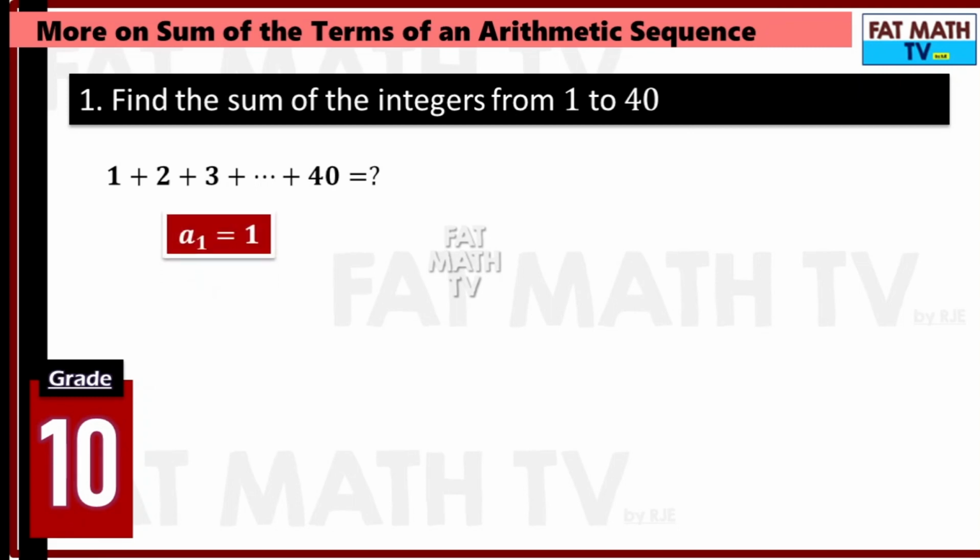So here, our a sub 1 is 1. That's the first term. The common difference is 1. That is obtained by subtracting 1 from 2 or 2 from 3, or 3 minus 2, that's 1. And the sum of the first 40 terms, or integers from 1 to 40, there are 40 of them.